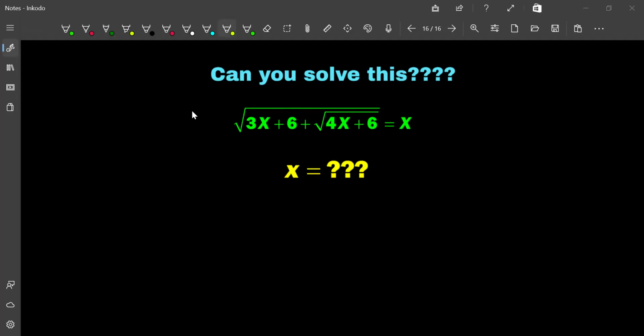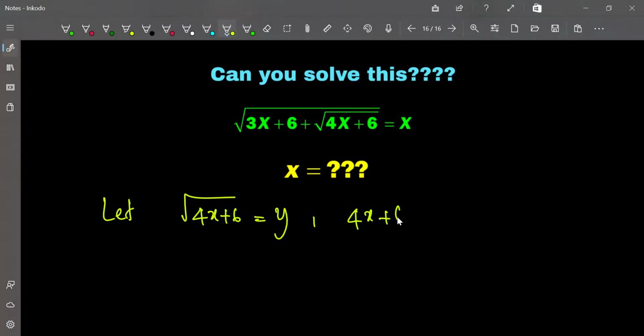Okay, so we need to start from let the square root of 4x plus 6 equal to y. So then 4x plus 6 is equal to y squared. Okay, let me see about this equation.